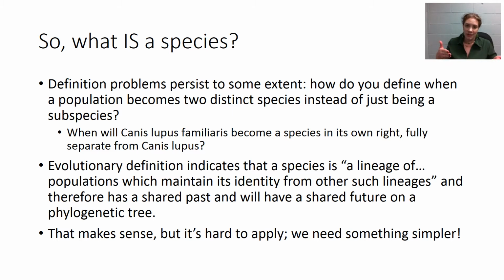So the evolutionary definition, since this is an evolution class, states that a species is a lineage of populations which maintain its identity distinct from other such lineages, and they have a shared past and will have a shared future on a phylogenetic tree. Great. I don't know about you, I don't carry around phylogenetic trees to check and see if something should be considered a separate species. In evolution, if you're looking back at things and if you're looking at phylogenetics, this can actually be really useful, but it's not practical on a day-to-day basis, and it certainly doesn't really help us come up with something that's kind of quick and easy.